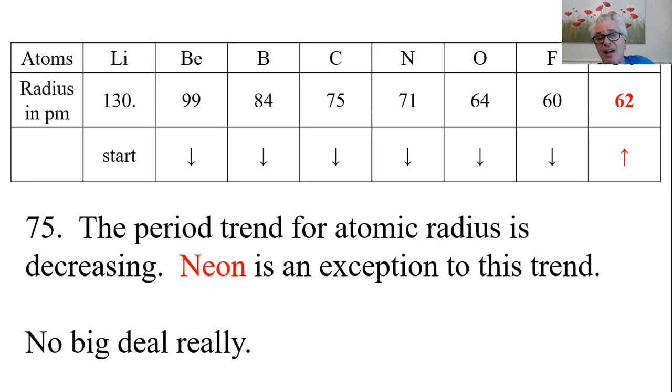Is that a big deal? Well, there's reasons for it. Reasons that we're not going to talk about. It's an exception. Most noble gases are the smallest atom in the period. Neon? It's a hair bigger. Leave me alone. No big deal.